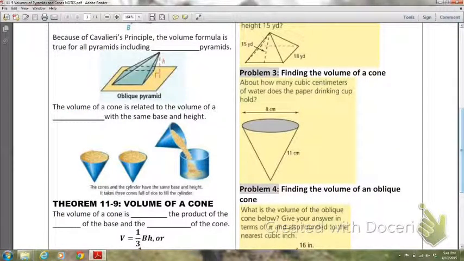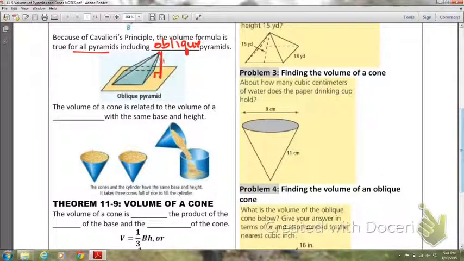Now the next statement says that because of Cavalieri's principle, the volume formula is true for all pyramids, including oblique. O-B-L-I-Q-U-E. Oblique pyramids means it's leaning. So if it's leaning, how you measure the height, you still measure it from the vertex, and you still have to go perpendicular.